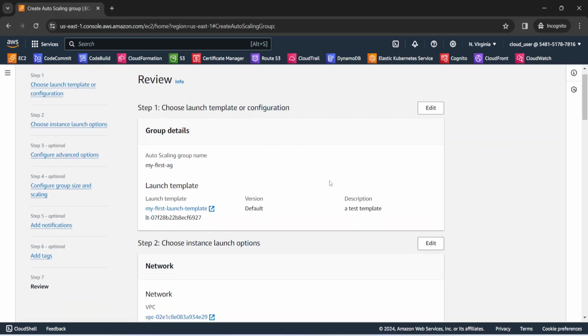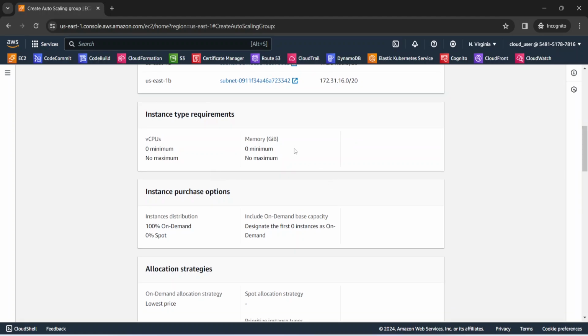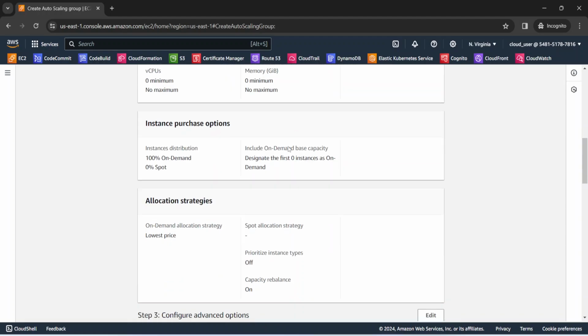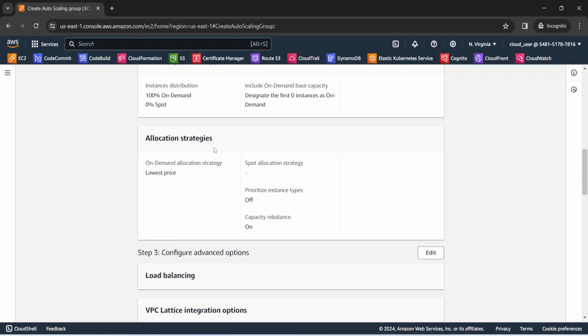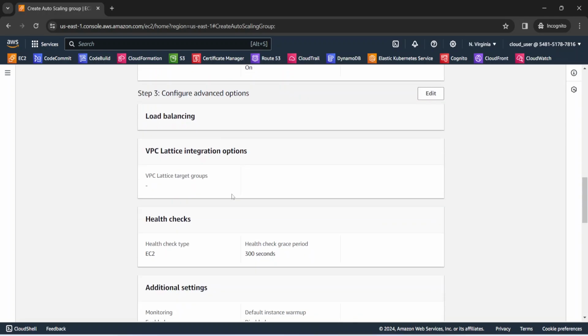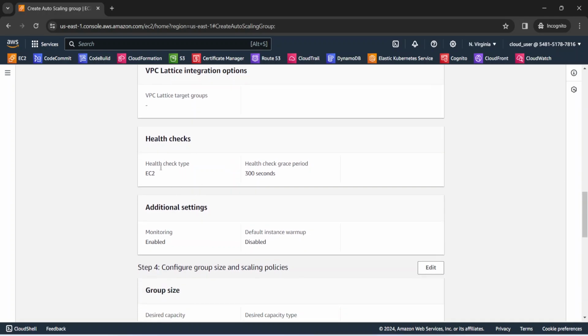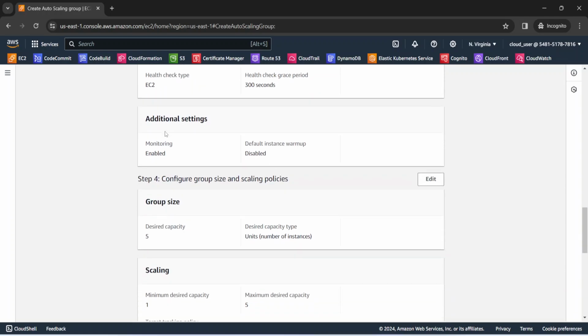So first is the launch template, next is the network, the instance type since we have ignored, and go with the launch template configuration. Next we have the instance purchase options. We have selected 100% on demand. We have the allocation strategy, which is lowest price. No load balancing is given. VPC Lattice integration we have ignored. Health checks we have taken as EC2 type, and grace period we have given the default as 300. We have enabled the monitoring here with CloudWatch.